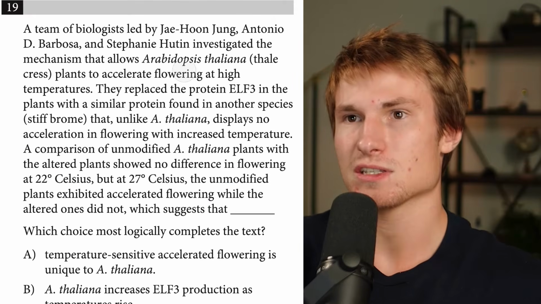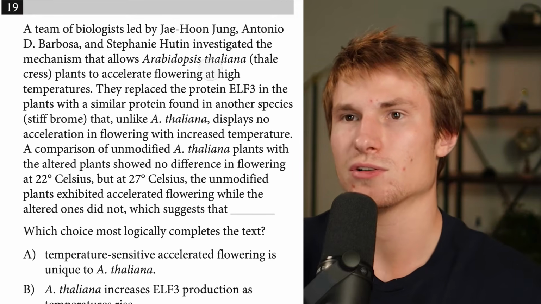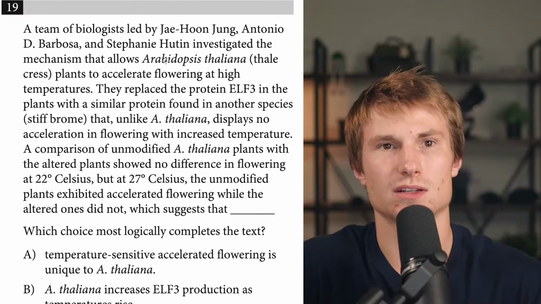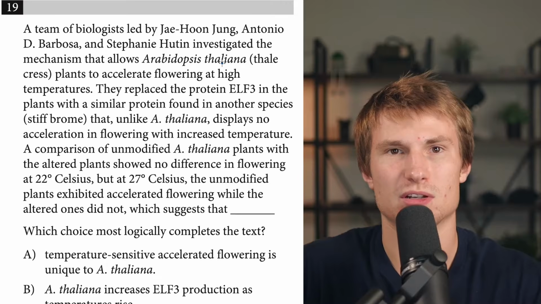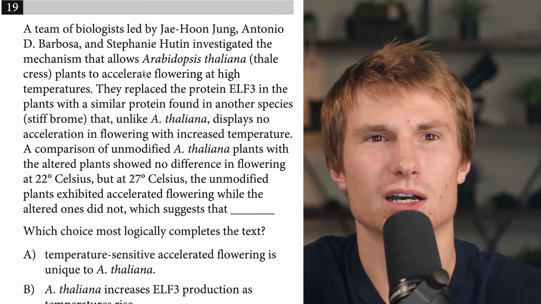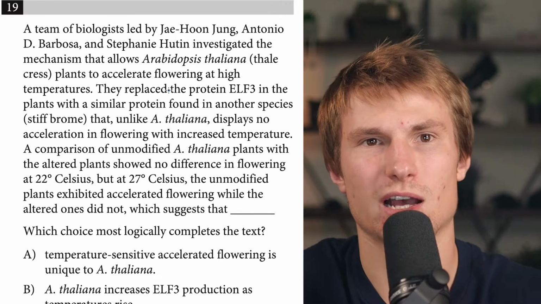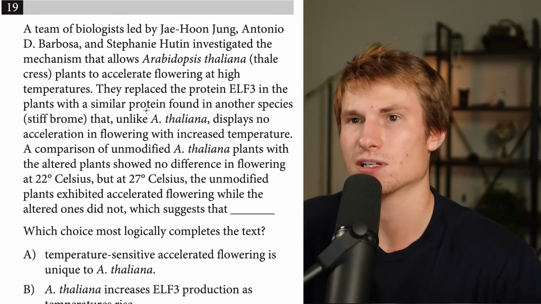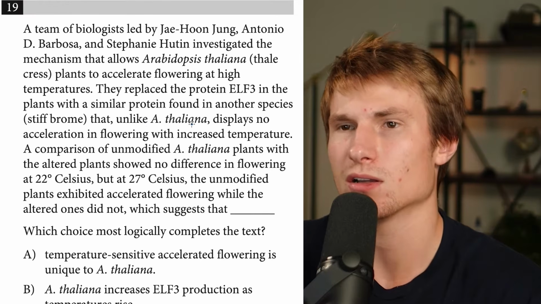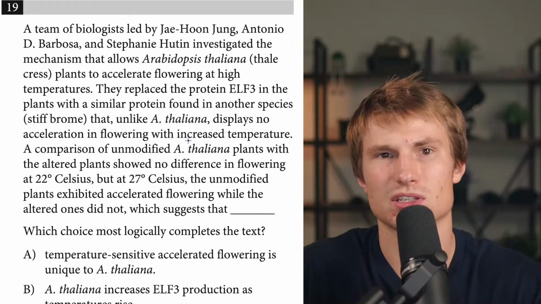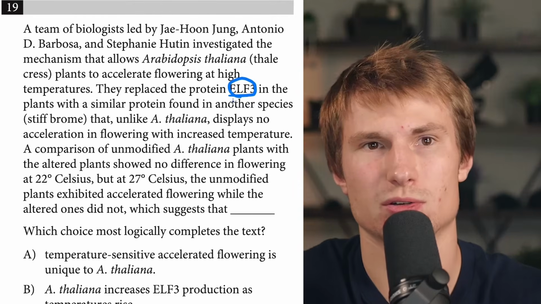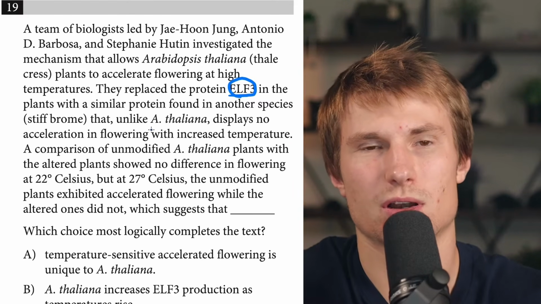A team of biologists led by Jae Hoon Jung, Antonio D. Barboza, and Stephanie Houghton investigated the mechanism that allows Arabidopsis thaliana tall cress plants to accelerate flowering at high temperatures. They replaced the protein ELF3 in the plants with a similar protein found in another species, stiff brome, that unlike A. thaliana displays no acceleration in flowering with increased temperature. All right, so they're replacing this protein in the plant with a similar protein found in another species.